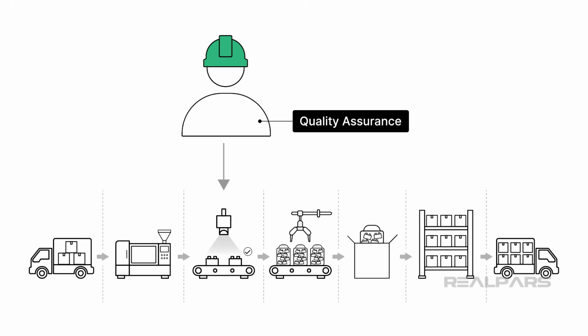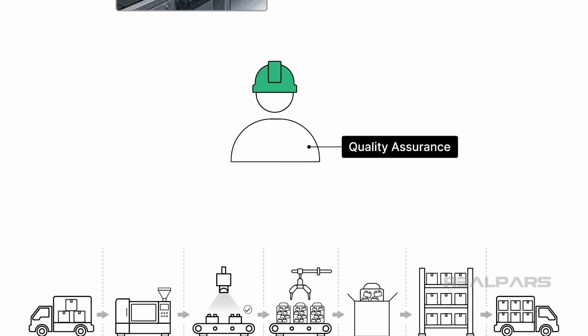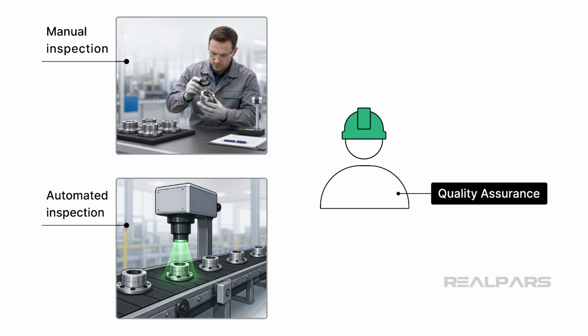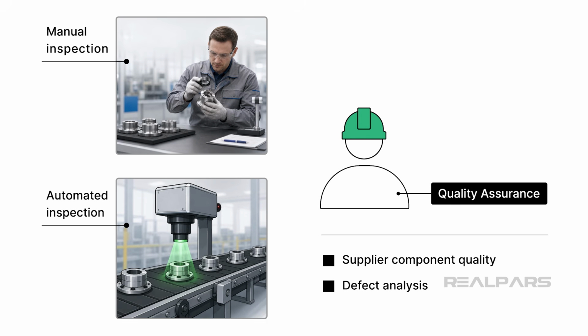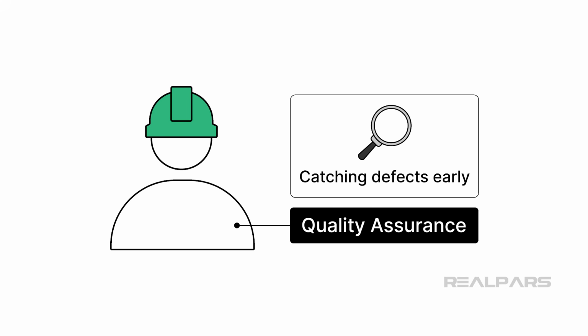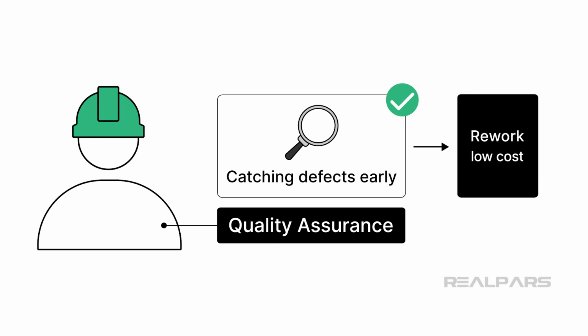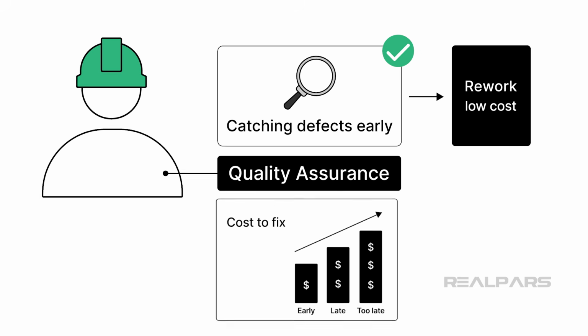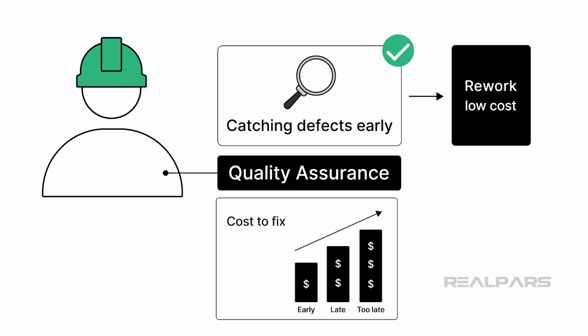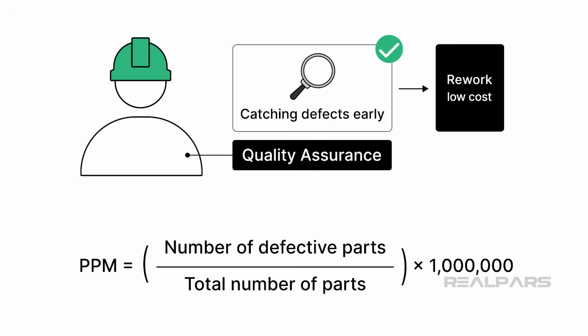Quality assurance is responsible for product quality throughout the production process. QA designs both automated and manual inspection stations along a line and handles supplier component quality, defect analysis, and related improvement projects. The key principle behind QA's work is that catching defects early allows for rework instead of waste. In general, the earlier a defect is caught, the cheaper it is to fix. QA is measured on defect rate, typically expressed in parts per million, or ppm.